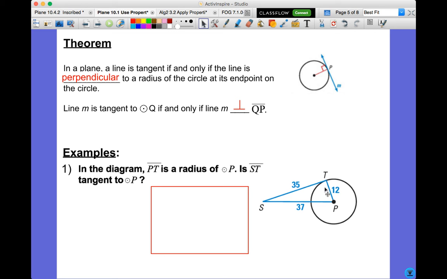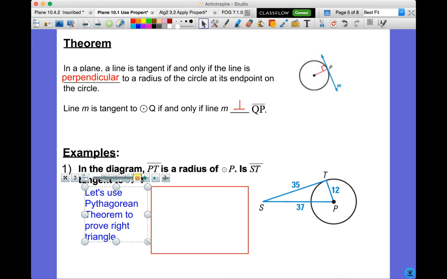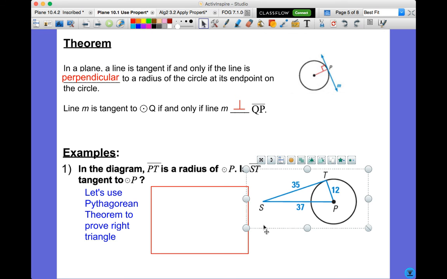If we have a perpendicular line, then we know that we would form a right angle, and STP is a triangle. So we're trying to figure out if we have a right triangle. What do we know about right triangles? Well, we know that the sum of the squares of the legs of the right triangle has to be equal to the hypotenuse squared. And that is the Pythagorean theorem. So let's use the Pythagorean theorem.